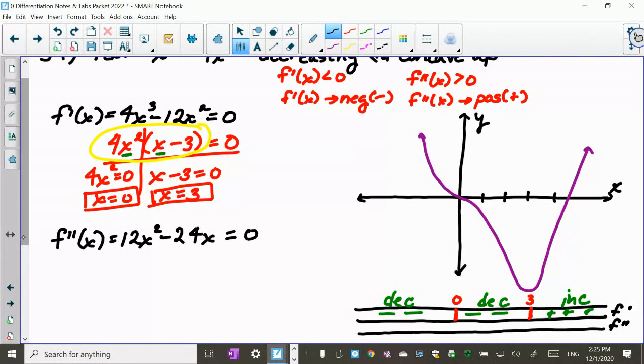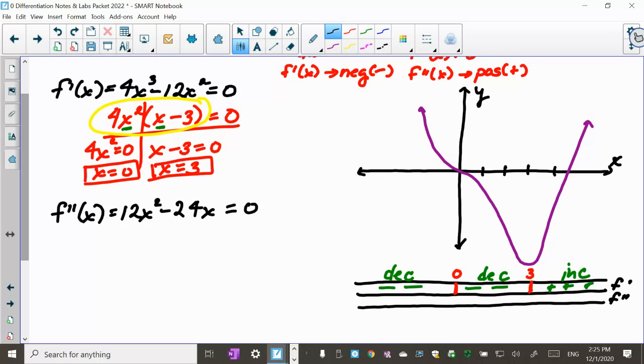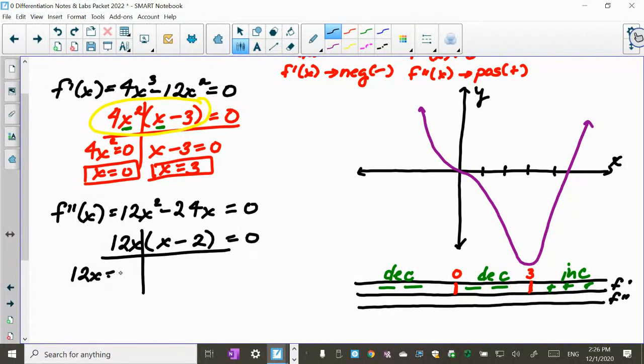Now put it equal to 0 because that's where you're changing your concavity. These are called inflection points. So now I'm going to factor out a 12 and an x. When I do, I have 12x equals 0 and x minus 2 equals 0. So x is going to be 0, and x is going to be 2. All right, so this is the change in concavity.